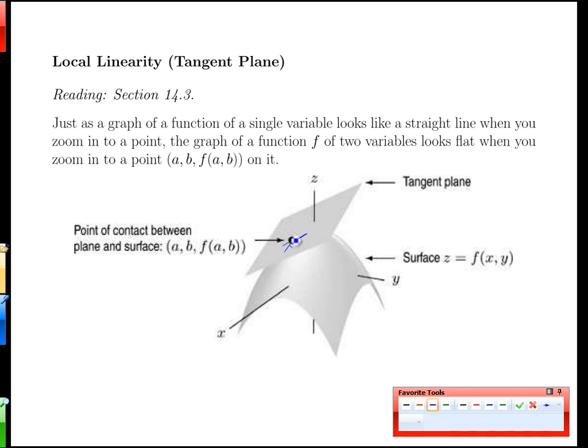So the important thing to remember here is that we have a surface defined, and then this is a point that's selected. And we build the tangent plane at a specific point. Let's see how that works its way out in terms of formulas.